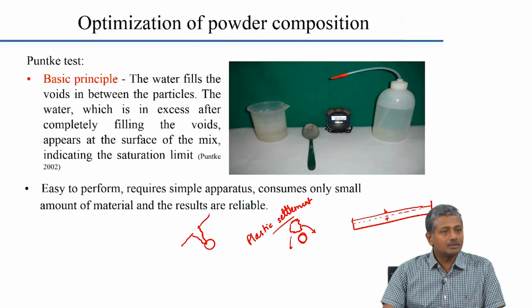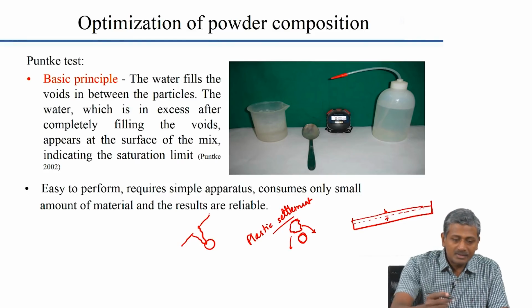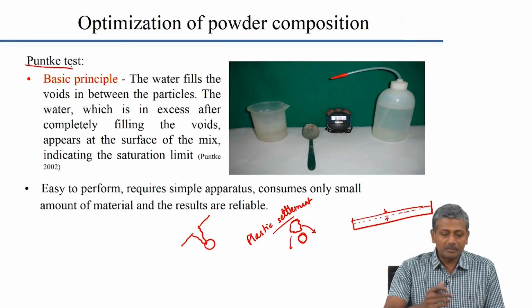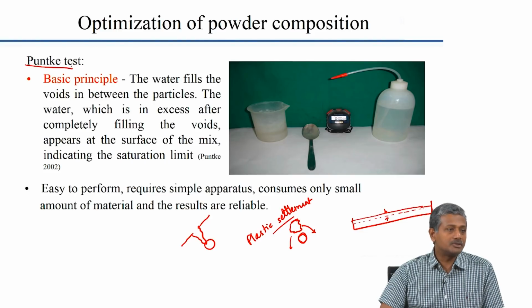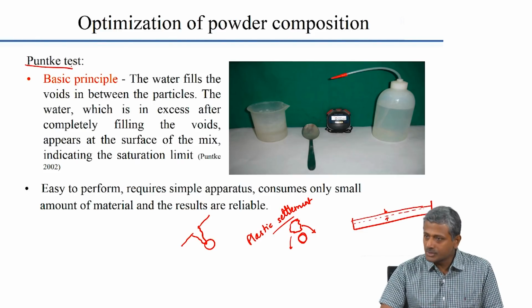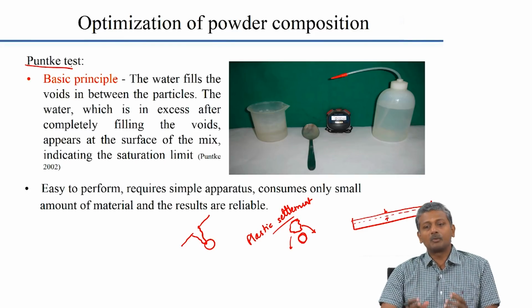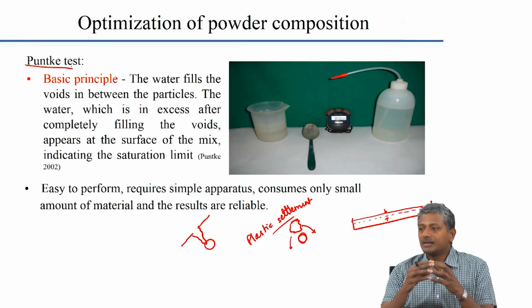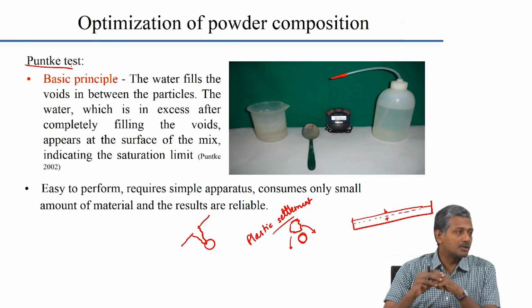So, can we narrow this down by working at the paste level, and that is where this test called the Puntke test is quite useful, and this is something that Prakash picked up when he did an internship at the University of Karlsruhe in Germany, and they were using this test quite often for optimizing powder suspensions, right. So, here in the Puntke test, the principle is simple. When you mix two different powders, the mixing has to be done in such a way that the combination gives you an optimal packing. That means you have the lowest void content.